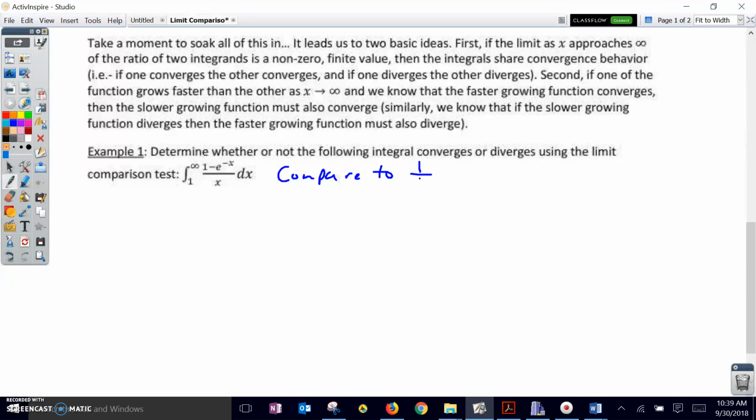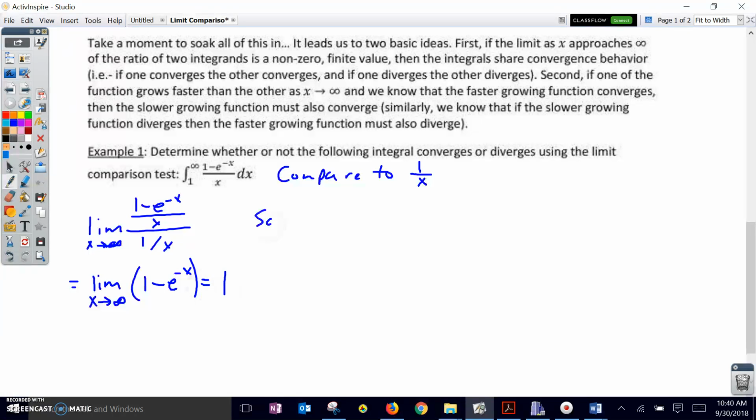And so what I end up doing is I'm just going to compare this to 1 over x. And then I take the limit of the ratio of these two functions as x approaches infinity. And that's equal to the limit as x approaches infinity of, and with some simplification, ends up being that. And that limit is 1.